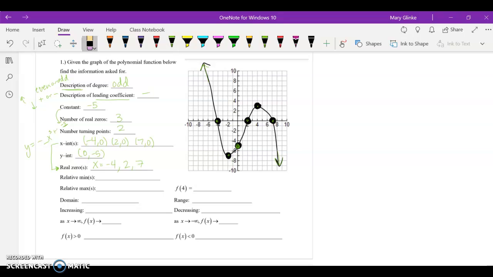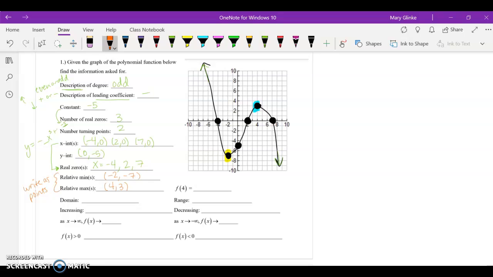So now what we're going to do is look at your maximum and your minimum. Your relative minimum is going to be the low value here in the trough. So it's going to be at the point (-2, -7). These you're always going to write as points. Your maximum is going to be over here. It is going to be at the point (4, 3).